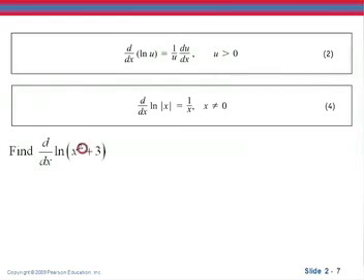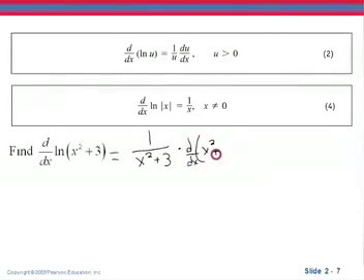We want to find the derivative of the natural log of x squared plus 3x. Well, what our rule tells us is we have 1 over u, so that's 1 over x squared plus 3, times the derivative of the inside function. So the derivative of x squared plus 3.